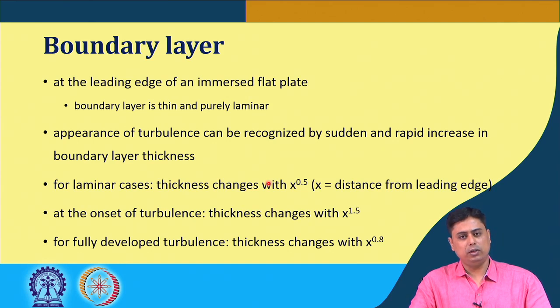And at the onset of the turbulence, when there is a sudden change in the boundary layer thickness, the thickness changes with x to the power 1.5. It changes rapidly. These indices indicate the rapid change of the boundary layer thickness as we go from the leading edge to its tailing end. For fully developed turbulence cases, this thickness then changes with x to the power 0.8. So, after the onset of the turbulence, if the turbulence prevails, it changes in this manner, where again x is the distance from the leading edge to its tailing end.